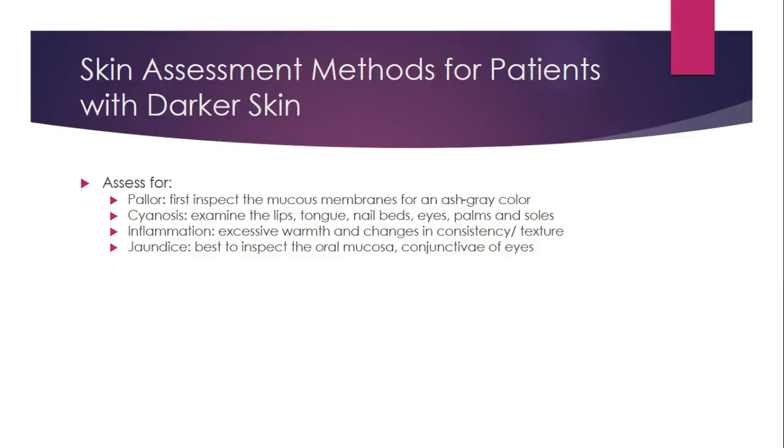So in people that have darker skin, we can look for pallor on the mucous membranes or on the palms and soles of the feet. We can also look for any inflammation. And then, of course, jaundice is probably best seen in the conjunctiva.